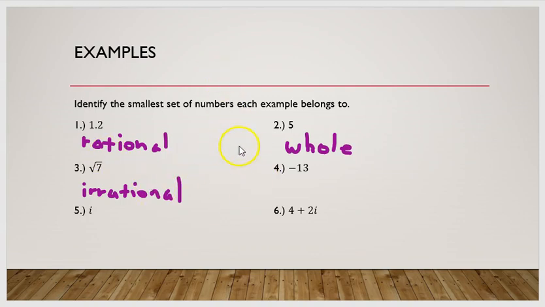So number 3 is irrational, and then for number 4, now we have to be very careful about the negative symbol on the 13. So this is a negative 13. It's not a decimal or a fraction in between integers, but it is a negative number. So let's see how that affects the different sets.